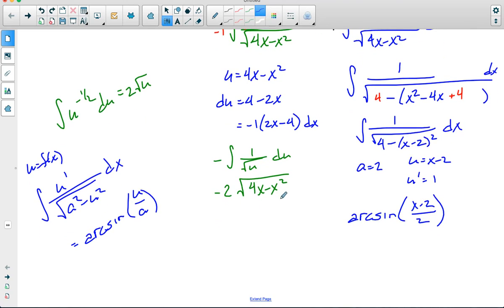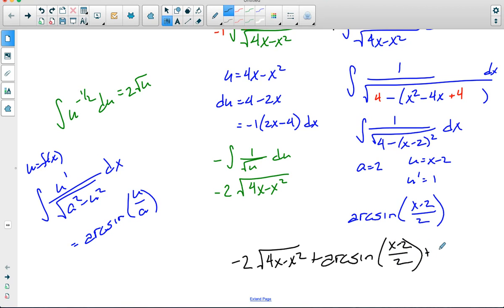So the overall answer ends up being -2 square root of 4x minus x squared plus the inverse sine of x minus 2 over 2 plus c. Hopefully I did not make any mistakes. I feel pretty good about that. But those are the techniques you would use in solving that one. That's a pretty beastly problem.